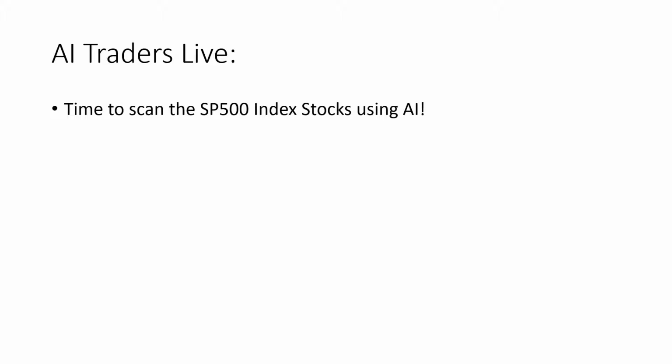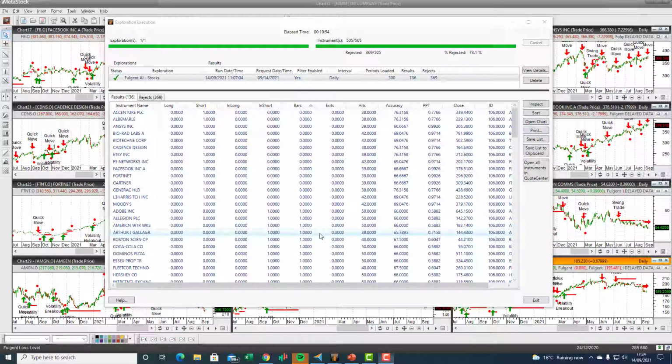Time to scan the SP 500 stocks using artificial intelligence. Now, I did the screen earlier. I screened the S&P 500 index constituents using the AI. It took about 20 minutes for the AI to run through the entire 500 shares in the S&P 500 to identify those where there's a long or short trade on using those 4 artificial intelligence trading strategies.